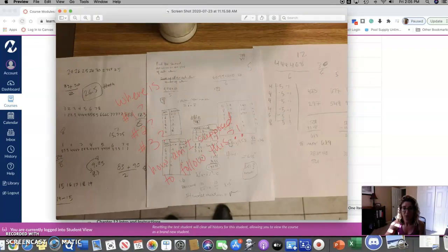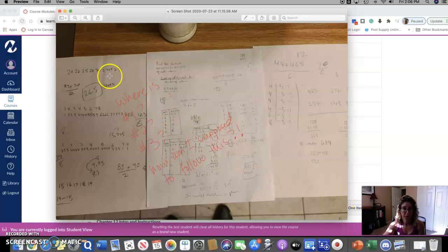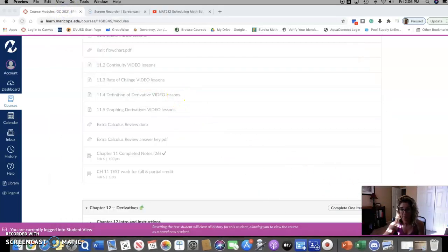So here's an example of work that is chaotic. I don't know where number one is. I don't know where number two is. I don't know where number three is. It is all over the place. This student got a zero on an exam, which hurt their grade a ton. So please make sure that you're organized, you're clear, so you can get all of your credit.